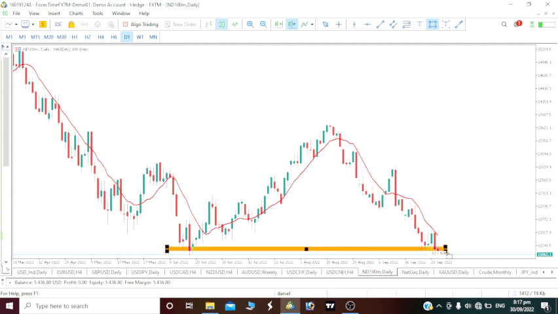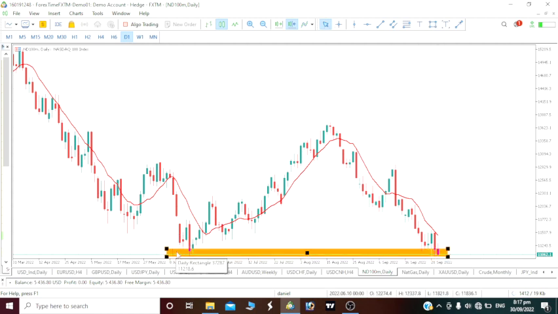Now we have gotten to this level, right? This previous level where we had this pullback. Now this price has gotten to that level. We are expecting it to break below that level. That is why we are going bearish.